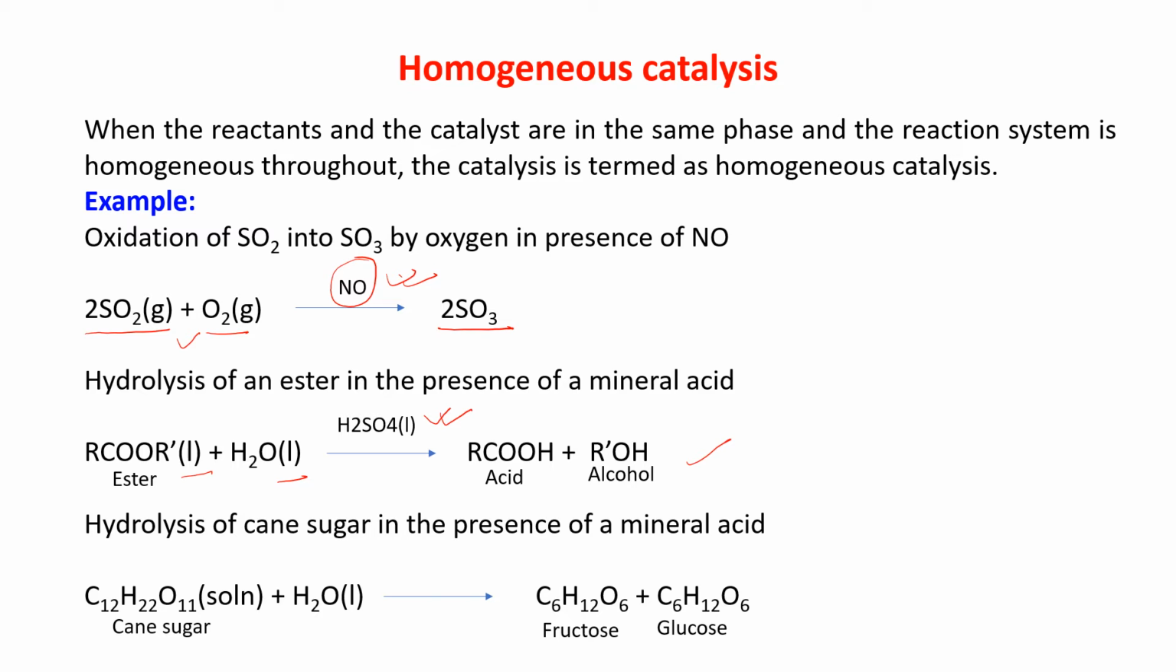Now, hydrolysis of cane sugar in presence of mineral acids. The same way, cane sugar solution, that means it is a liquid. H2O is a liquid phase and mineral acid is also in the liquid phase. So, it is also an example of homogeneous catalysis, which is giving fructose and glucose.